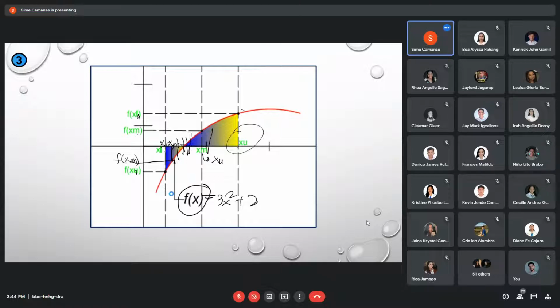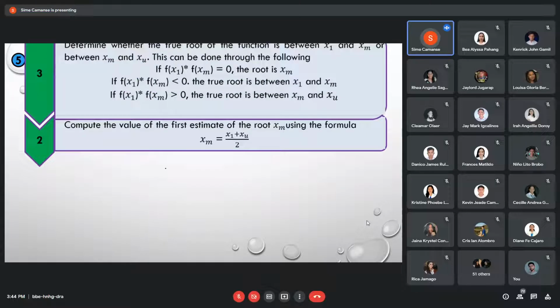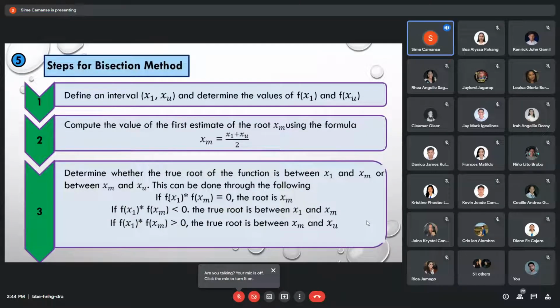Okay. So here are the steps for the bisection method. Define an interval XL and XU and determine the values of f of XL and f of XU. Then compute the first root using the formula XM is equal to XL plus XU all over 2, the average.